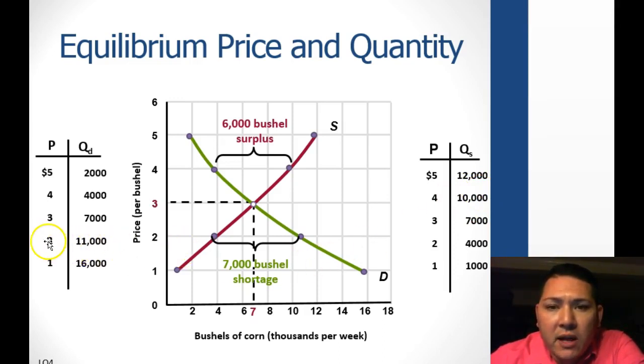Conversely, if we're at $2 here, on the green demand slope, $2 is all the way over here at 11,000 bushels. And yet, we're looking at supply over here on the red line at $2, and we're only looking at 4,000 bushels supplied. It means we provided 4,000 bushels when people wanted 11,000. We were short by 7,000 bushels. Any price point or any combination of price and quantity outside of equilibrium will lead to either some shortage or some surplus.